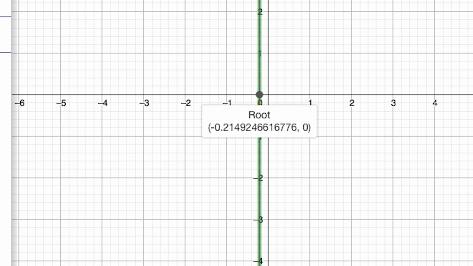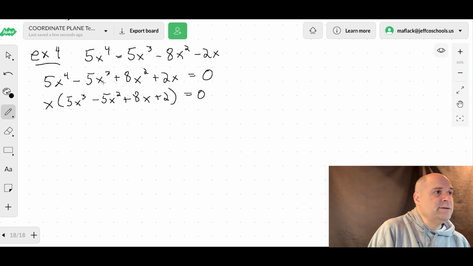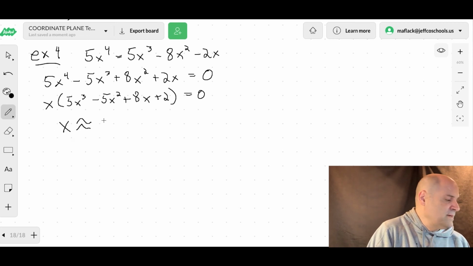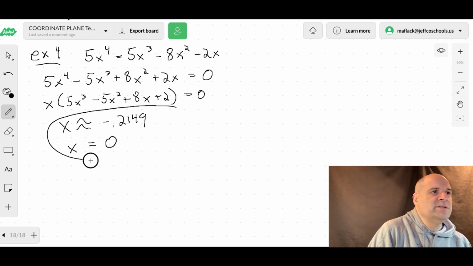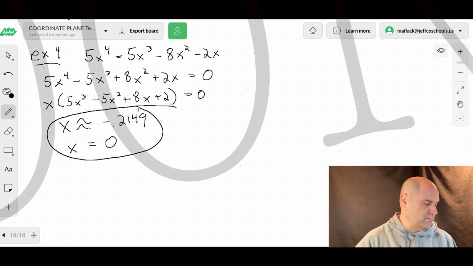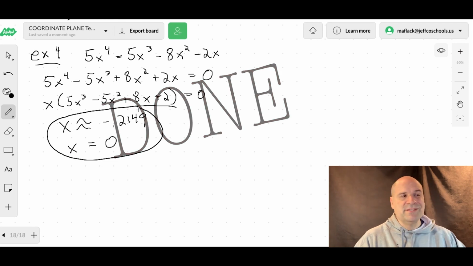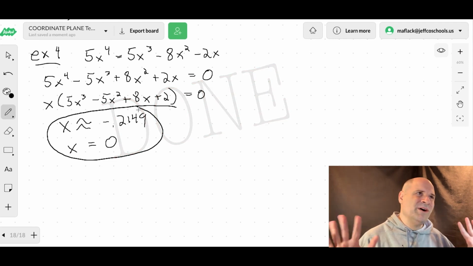So we're going to give our roots and our solution here. So x is approximately, because we're going to round this, negative 0.2149-ish, and also x equals 0. So those are your roots to example 4. Boom. Okay, if you want to do example 5, the real life application, whatever, you can do that. But that's it for lesson 76.